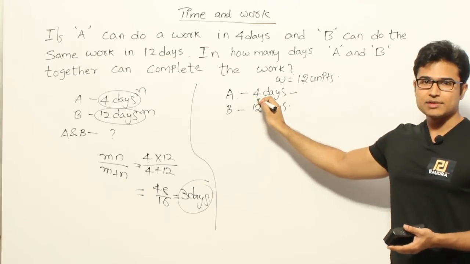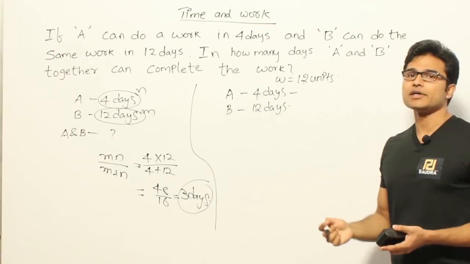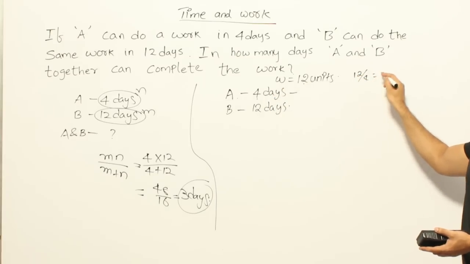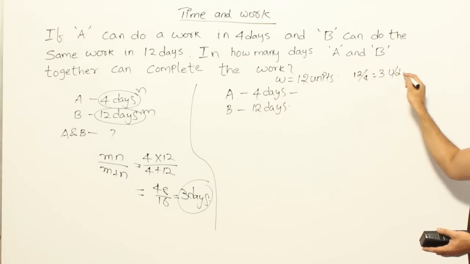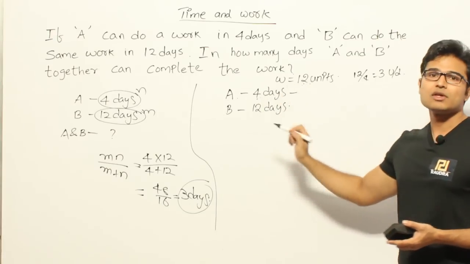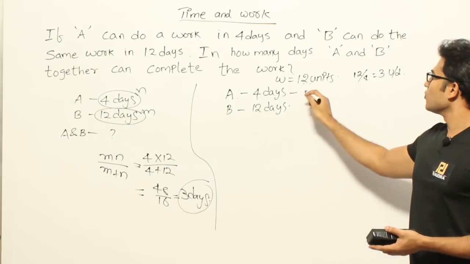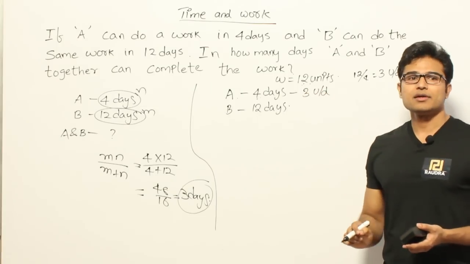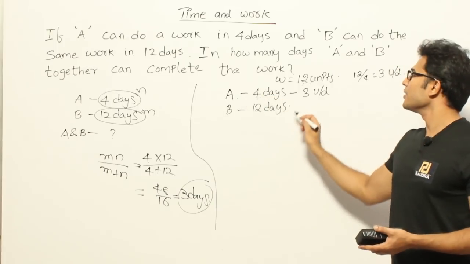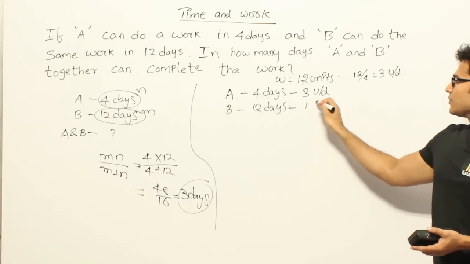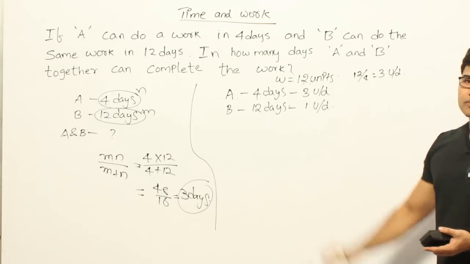Now if you assume that the total amount of work is 12 units and A is able to finish in 4 days, then what is the rate at which he is working? 12 by 4, isn't it? What does it mean? 3 units per day. If he is able to finish 3 units per day, then only he will be able to finish 12 units in 4 days. Therefore 3 units per day is the rate of work of A. Now what about B? 12 by 12, which means 1 unit per day is the rate of B.